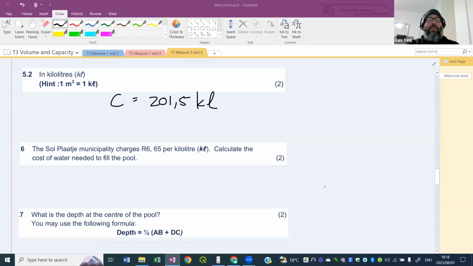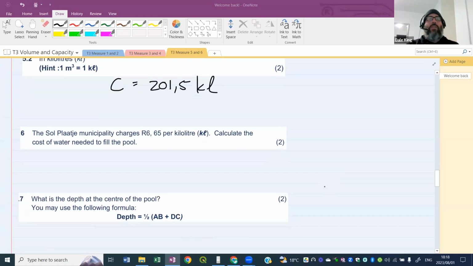All right, yes, question. They call it question number 6. The Salt Lake municipality charges 6.65 per kiloliter. Calculate the cost of water needed to fill the pool. Nice and easy. Calculate the cost of the water needed to fill this pool, if it's 6 Rand 65 per kiloliter. Should take you a minute, guys. Should go nice and quick.